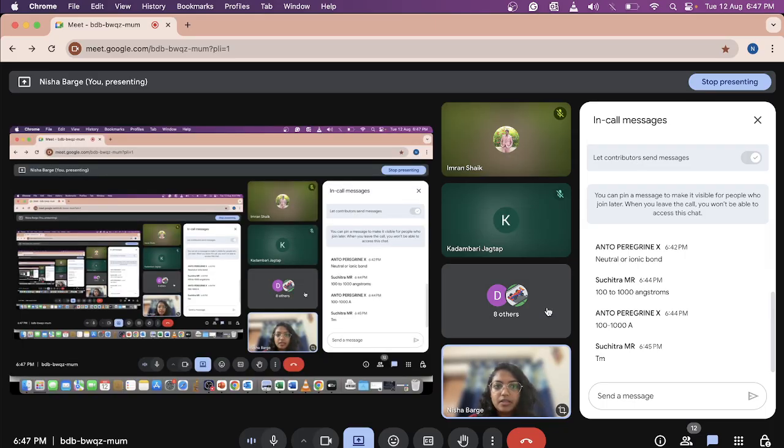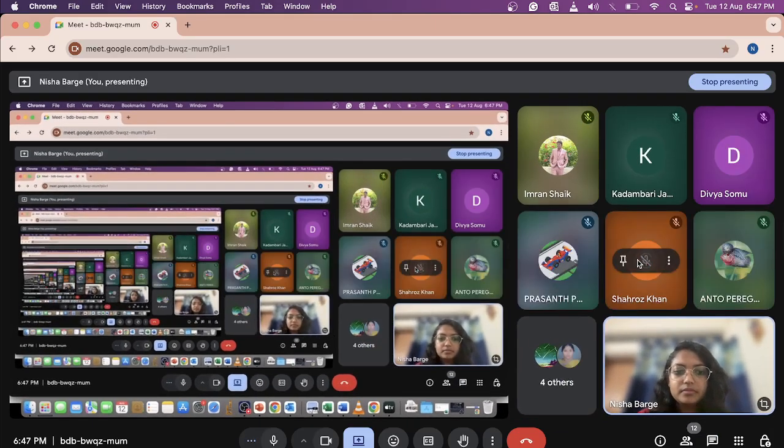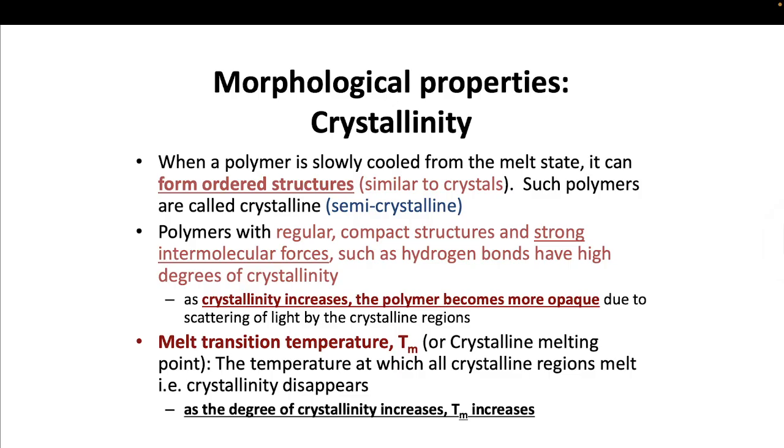Anybody trying to say anything? I guess not. Yeah, so in your polymers, if your chains are in a very ordered state, it is termed as your polymers having some crystalline character, and this crystallinity increases if your melting temperature is higher, right?